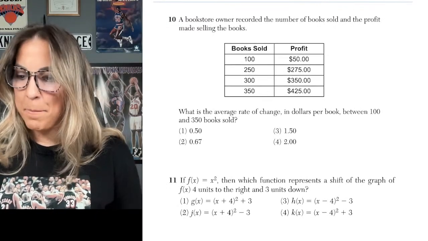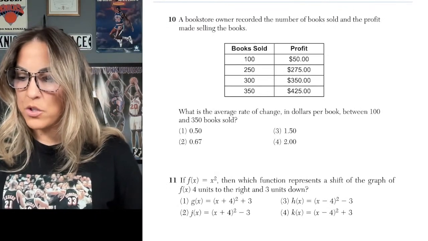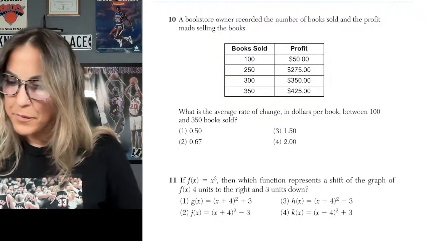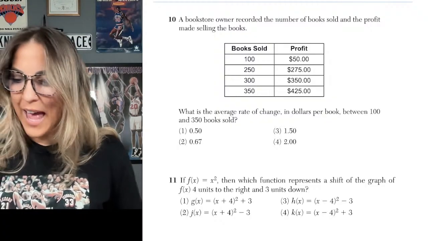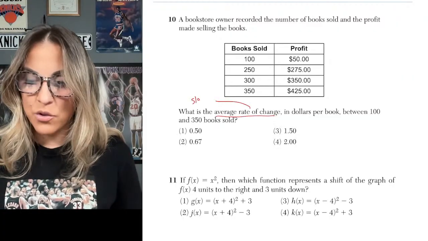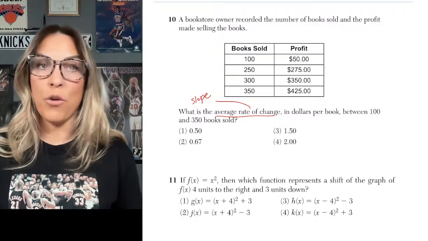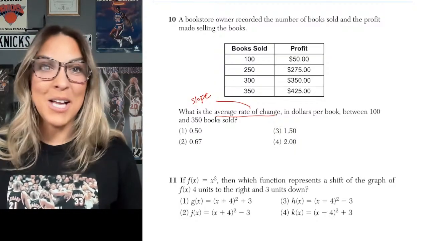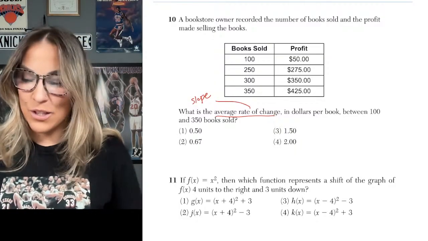Number 10, a bookstore owner recorded the number of books sold and the profit made selling the books. What is the average rate of change? So rate of change is the same thing as your slope. And again, remember we said that slope formula, I don't know why, but it's on your reference sheet. So use it, all right? That slope formula is there.